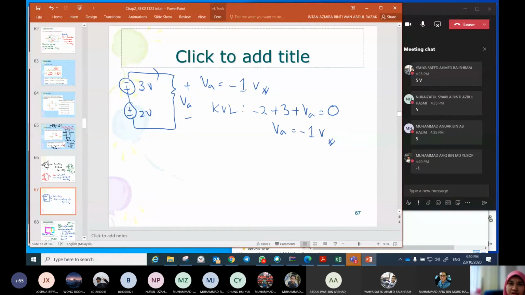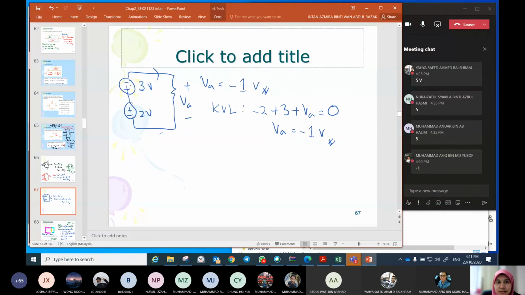This is without KVL. Just think, just count in your brain. So the sign of VA is positive, negative here. The voltage sources here are opposite. 3 volt and 2 volt are opposite, so the difference between 3 and 2 is 1, right?